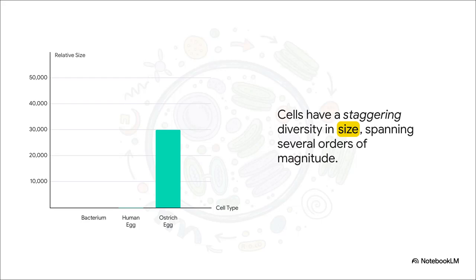I mean, the scale is just staggering. It spans orders of magnitude. You've got a tiny bacterium, which is just a few microns long. Then you've got a human egg, which is actually big enough to see without a microscope. And then you have an ostrich egg. That giant thing is a single cell you can literally hold in your hand.